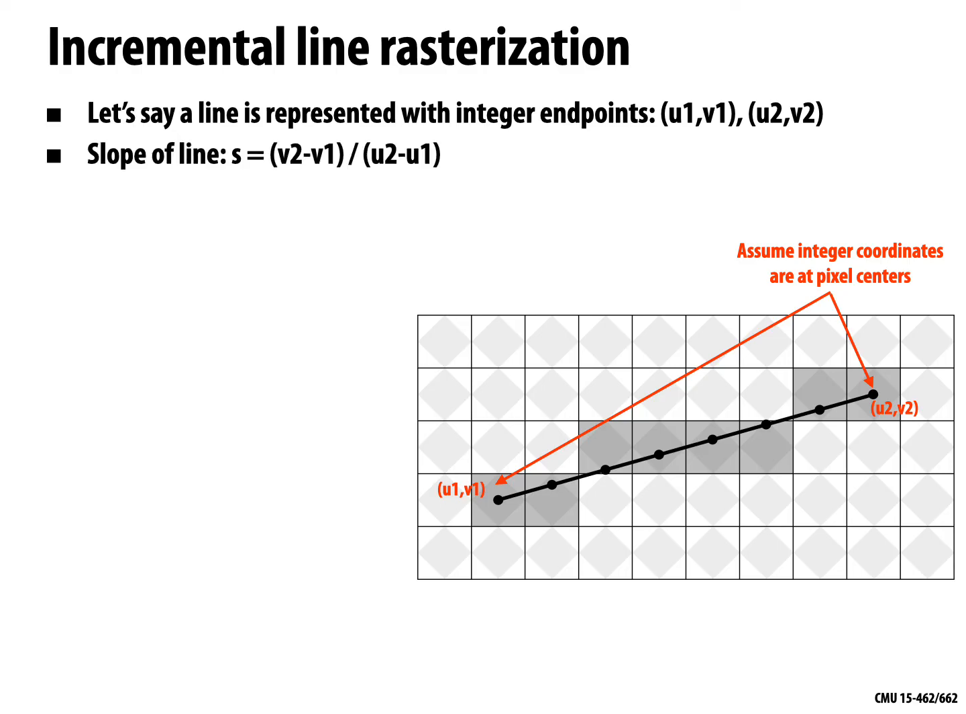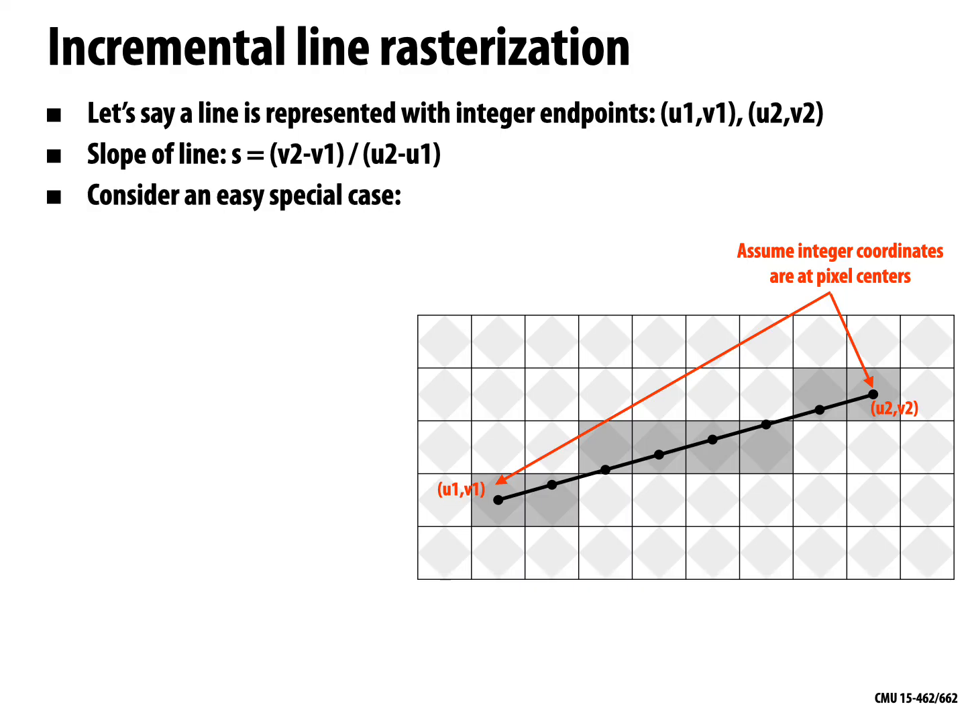The slope of the line, hopefully you remember about slope. Slope is rise over run. In this case, it's v2 minus v1 over u2 minus u1. Okay, and we want to light up the pixels along this line segment. How do we do that?